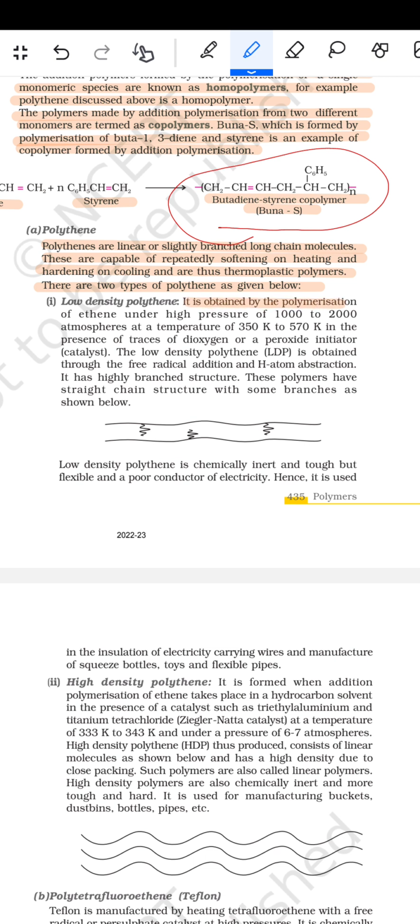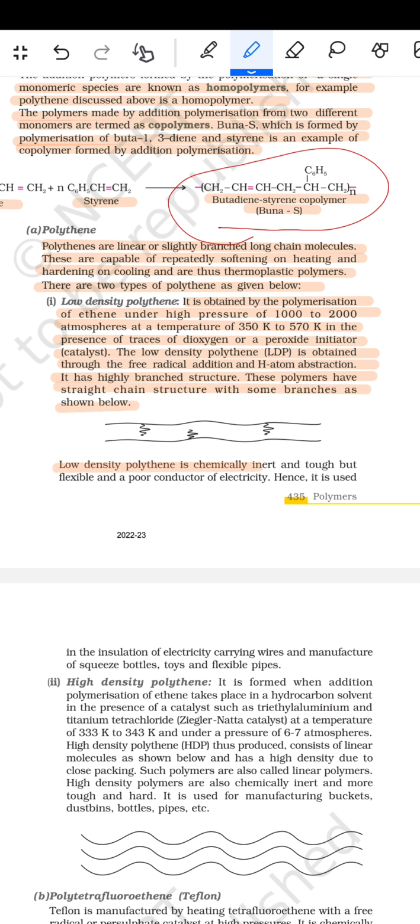It is obtained by the polymerization of the ethene under the high pressure of 1000 to 2000 atmosphere at a temperature of 350 to 570 Kelvin in the presence of the traces of the dioxygen or the peroxide initiator as catalyst. The low density polythene is obtained through the free radical addition and the H atom abstraction. It has highly branched structure. These polymers have straight chain structure with some branches as shown below.